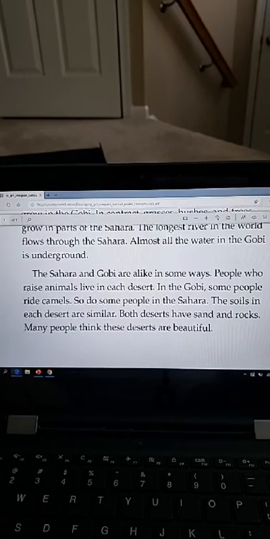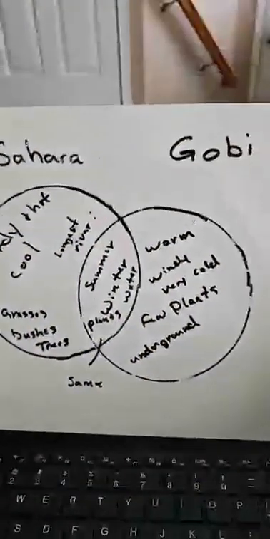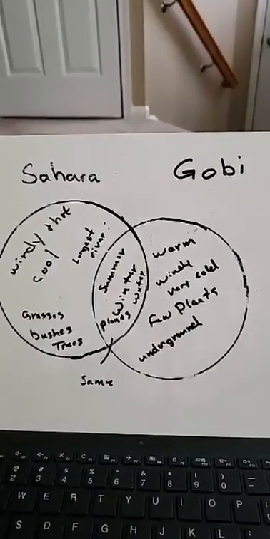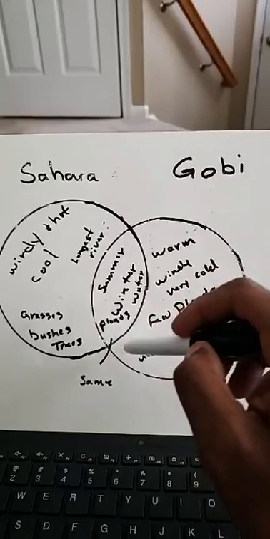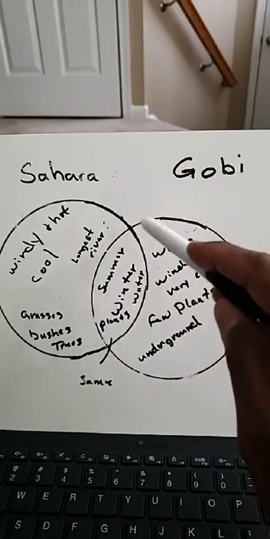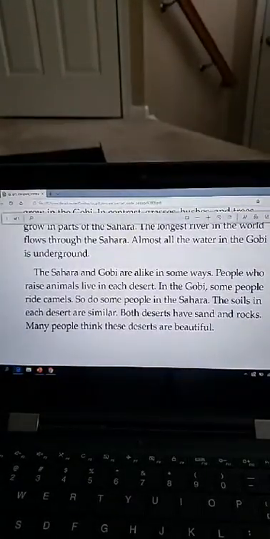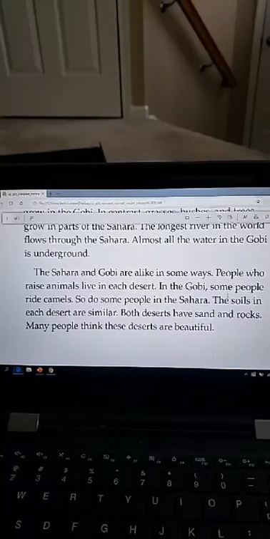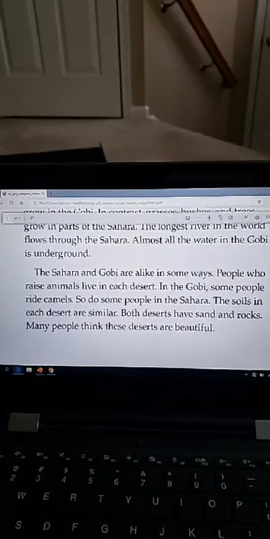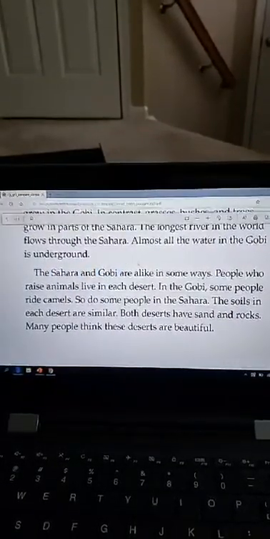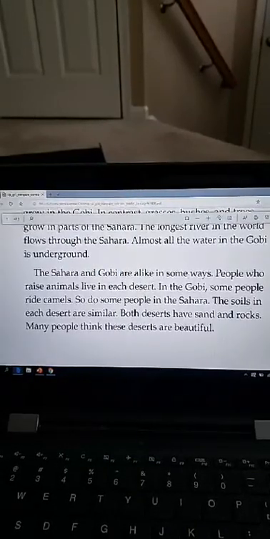So using the Venn diagram or the double bubble, the information that we just got from the text will go here in the double bubble. It's a lot of information, so I'm not gonna type it in. We have 3 minutes left, so we're gonna wrap this up. On the Venn diagram or the double bubble, we know we're comparing and contrasting the Sahara Desert and the Gobi Desert. And it says are alike in some ways.